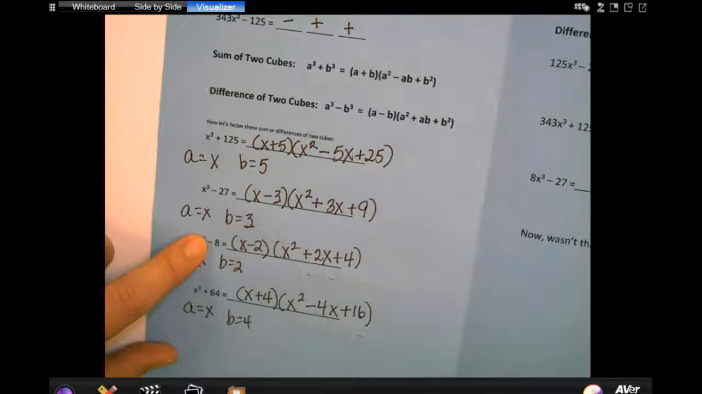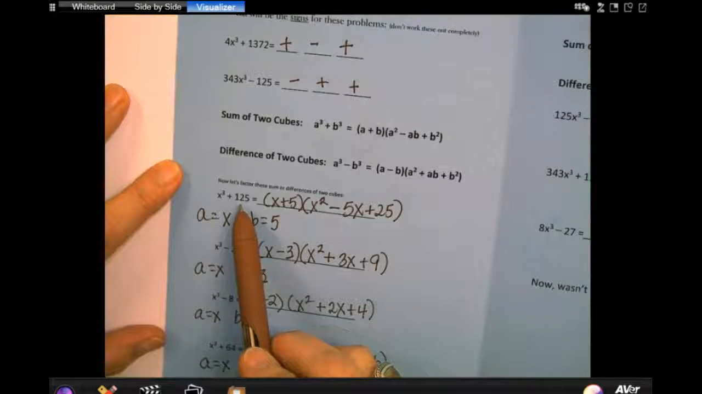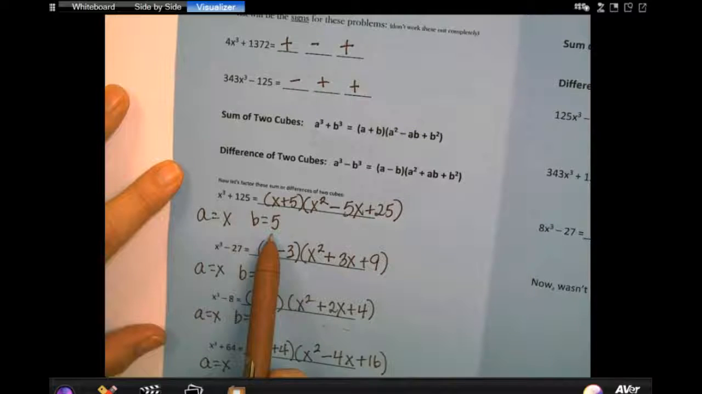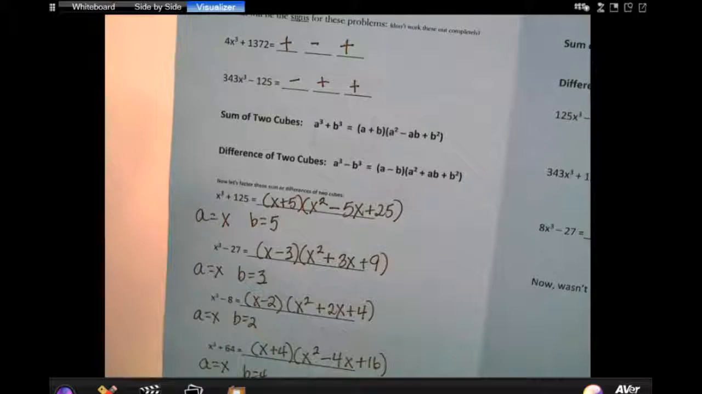You don't understand? Okay, so look, right here, 125. I want to know what number raised to the third power equals 125. So what number raised to the third power is 125? 5. So that's why the B is 5. What number raised to the third power is 27? 3. So that's why it's 3. Okay.